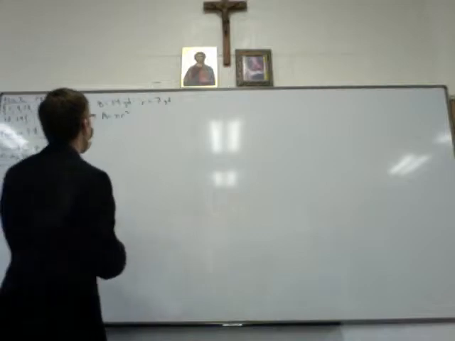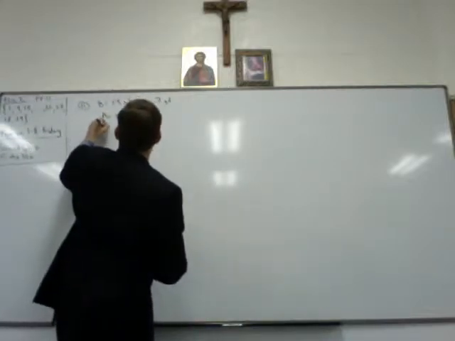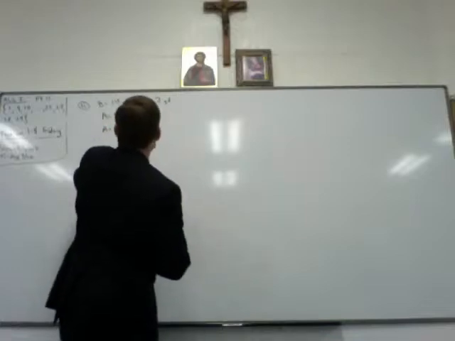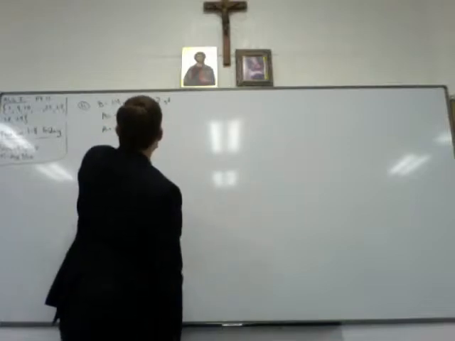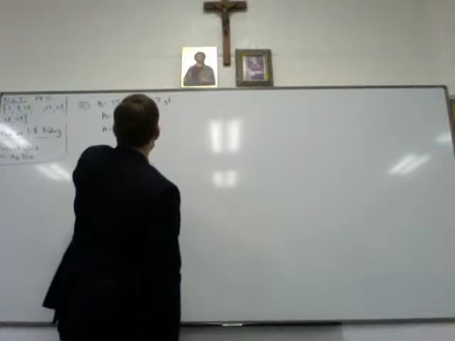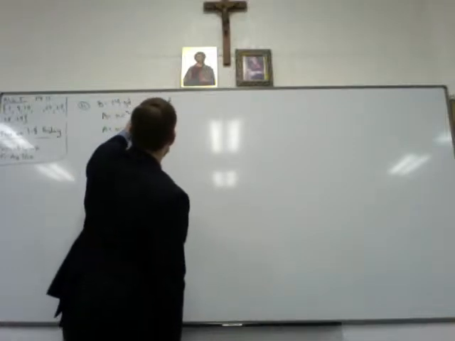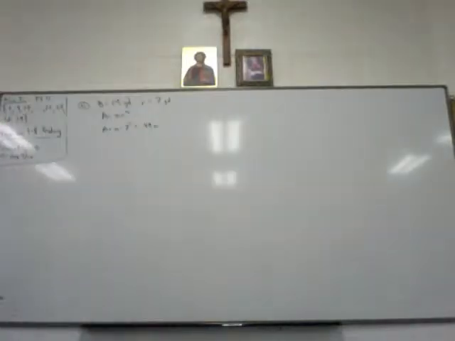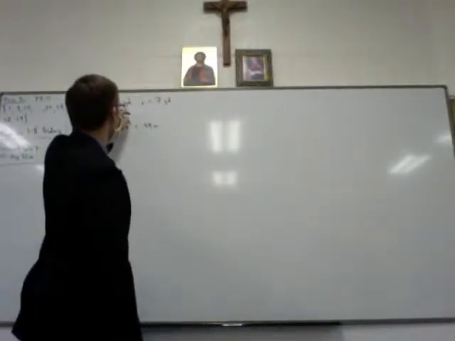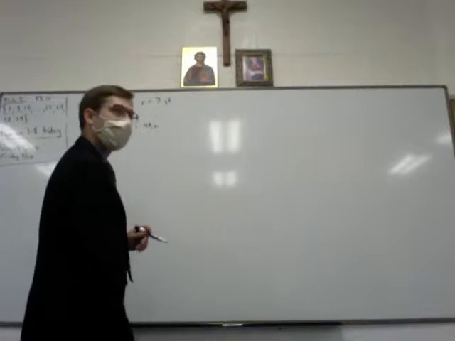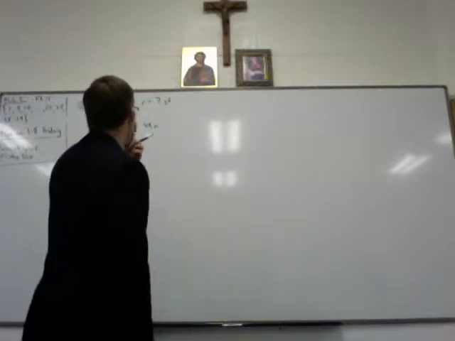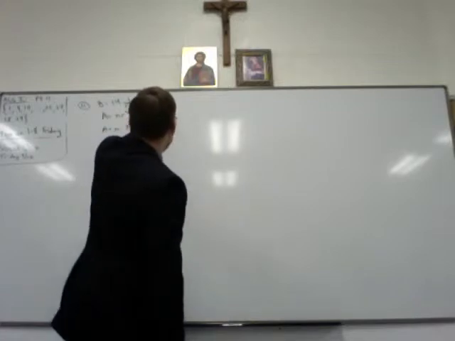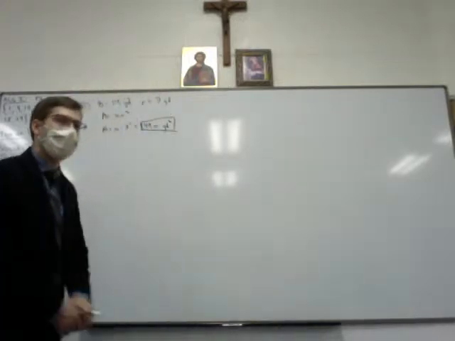Now we can plug it into pi r squared. So it's pi times 7 squared. What's 7 squared? 49. So we got pi times 49, or 49 pi. And then our unit is what? Yards. But since it's area, we don't have yards, we have square yards. 49 pi square yards. That's how we got that.